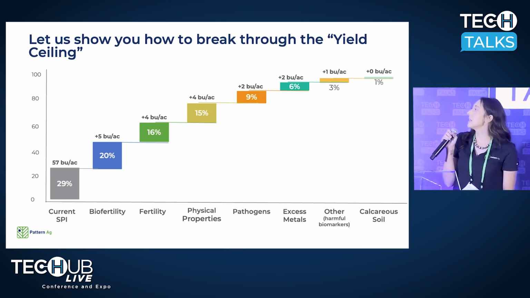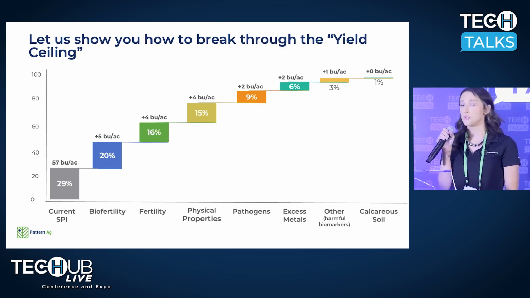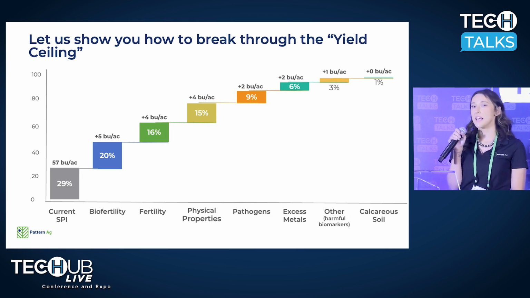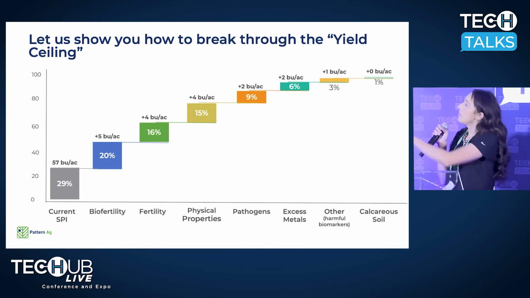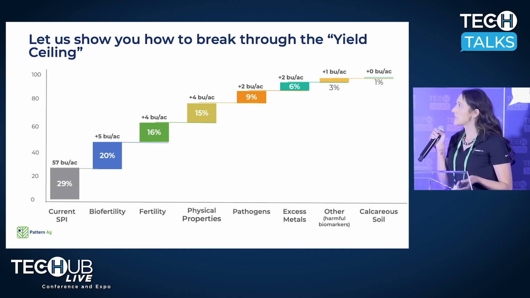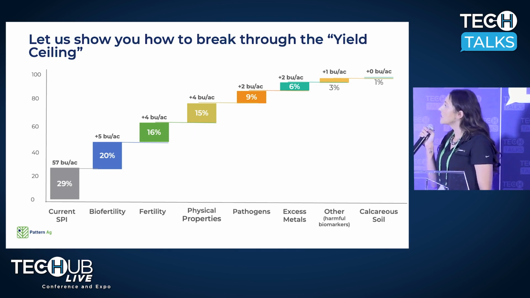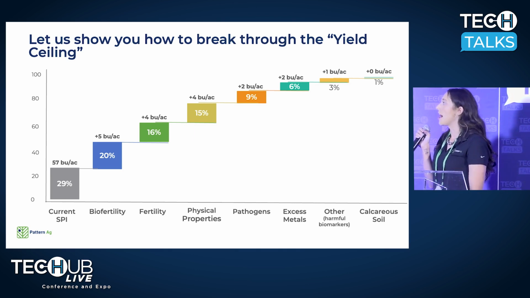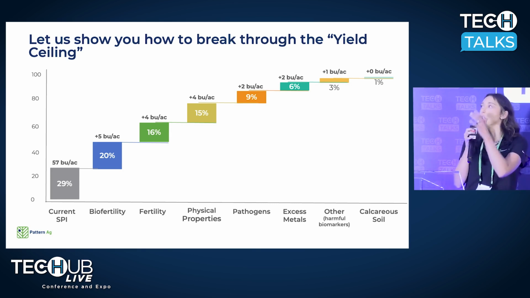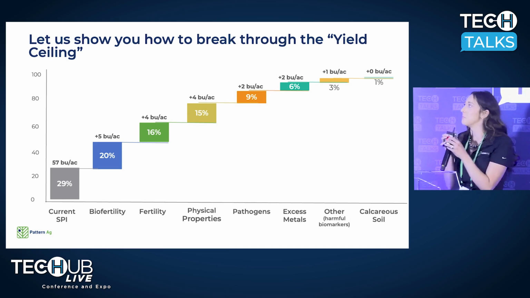So we did a study over 3,000 acres, and we were seeing an average of 57 bushels per acre. We were able to identify that we were missing about 17 bushels per acre. As you can see, a lot of that has to do with biofertility, fertility, and physical properties that we can't really do anything about, like tiling. And then we have pathogens, excess metals, as well as other harmful biomarkers in the soil. So essentially what we're doing is helping you break that yield ceiling and identify what is going on in the soil that could cause you not to have your maximum yield potential.